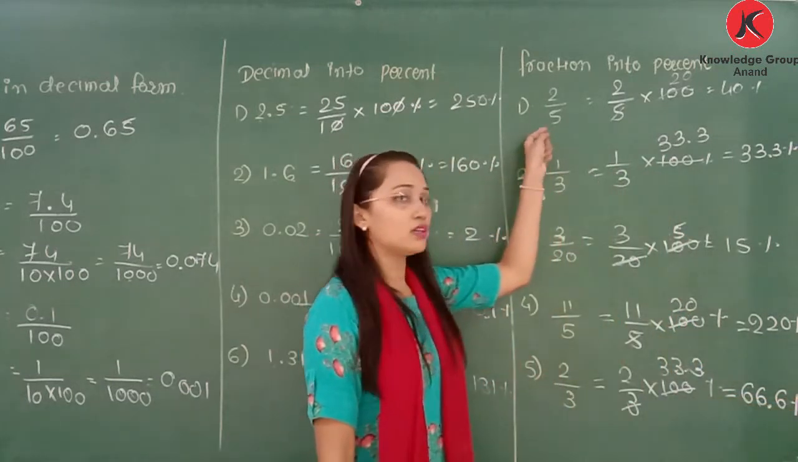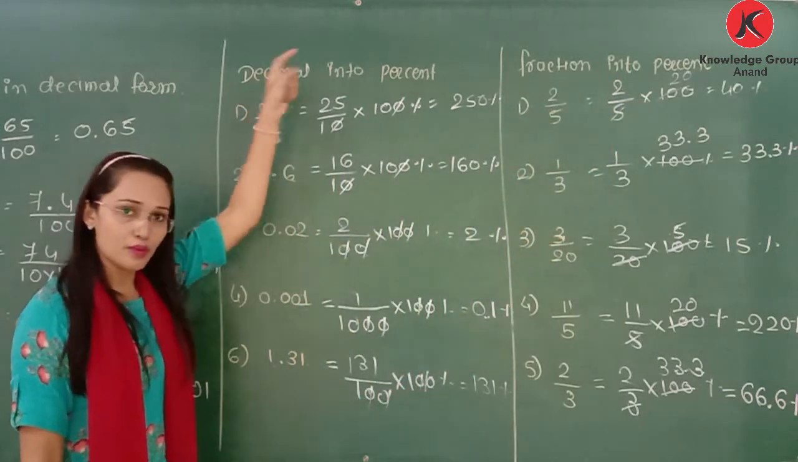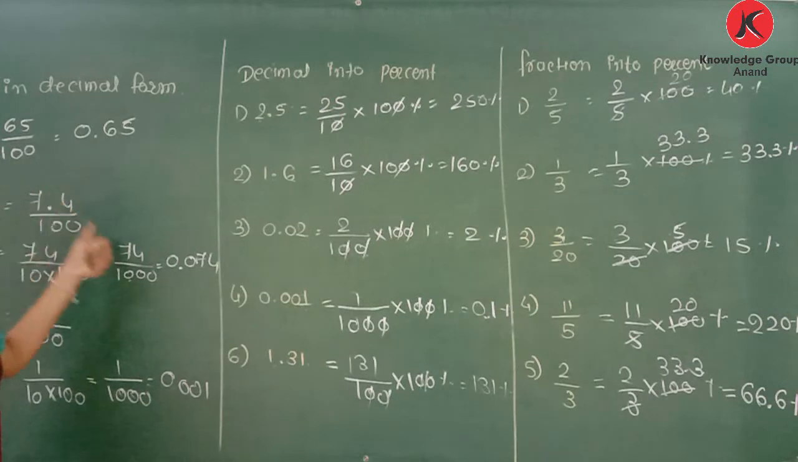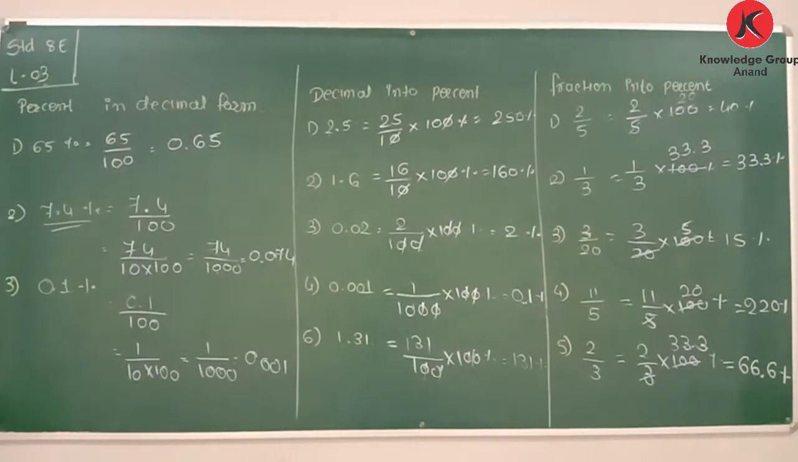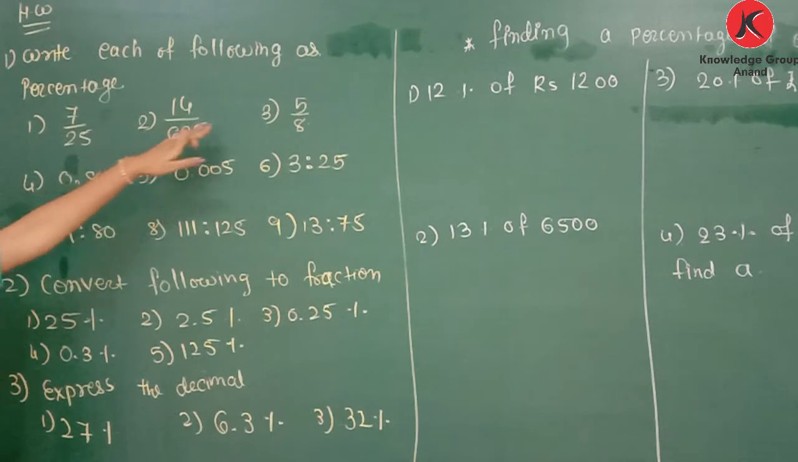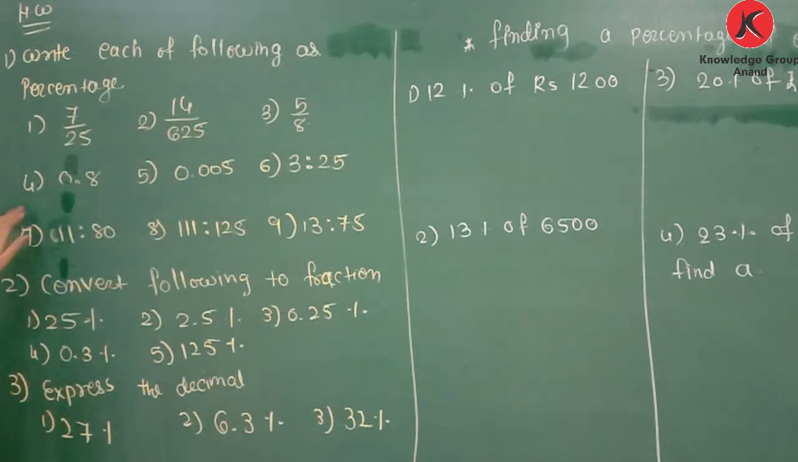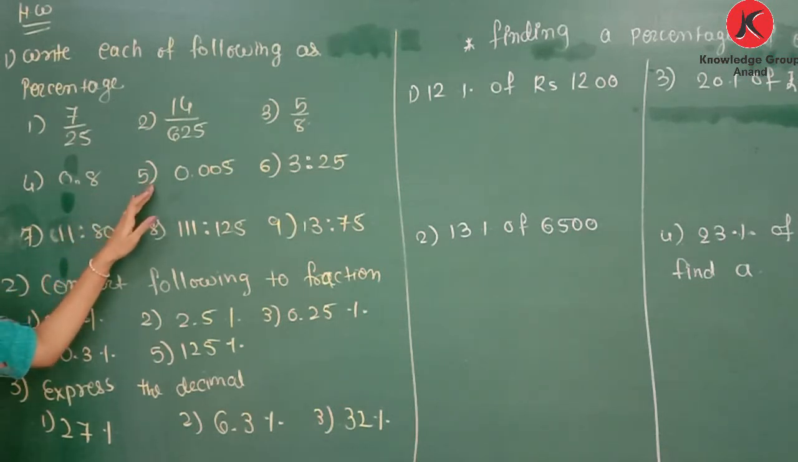So this is the method to convert a fraction into a percentage, a decimal into a percentage, and a percentage to a decimal. Here are some examples that you need to solve in homework. First, write each of the following as a percentage. Your fractions are given, and we already learned the method to convert a fraction into a percentage. These are decimals, and we already learned how to convert a decimal into a percentage.